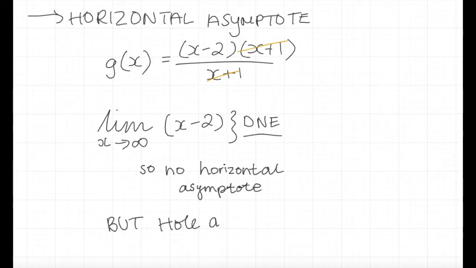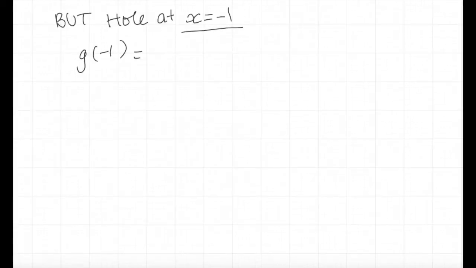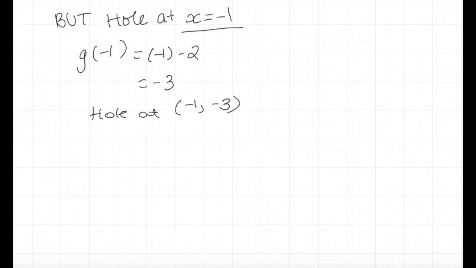But this means that we do have a hole at x equals minus 1, since x plus 1 is a factor in both the numerator and the denominator. We now find the y value of our hole, so g of minus 1 is equal to minus 3, and so we have a hole at negative 1, negative 3. We next consider any critical points.